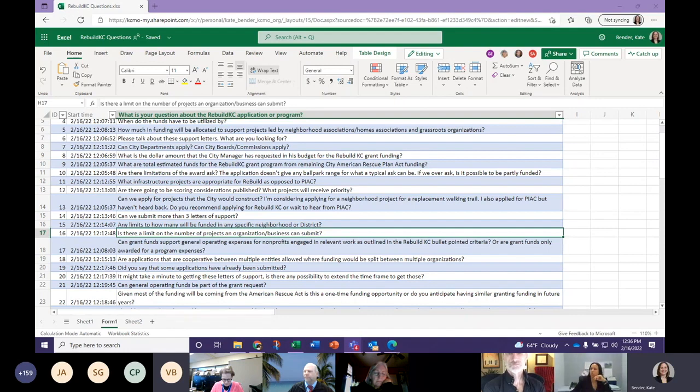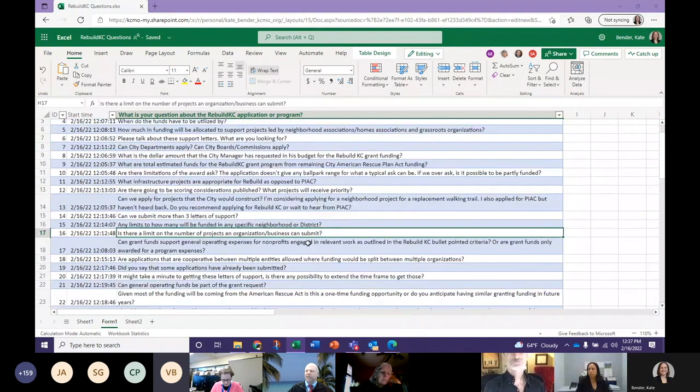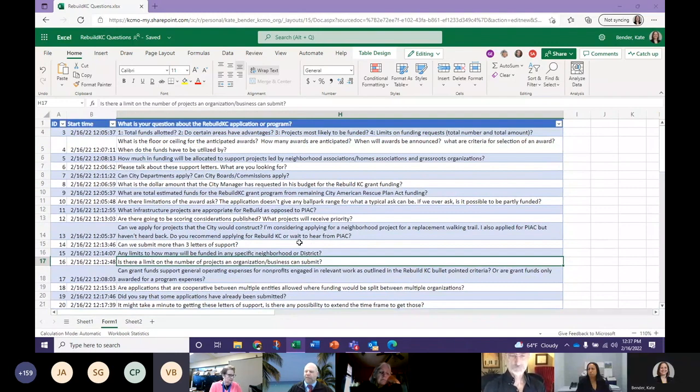A couple of people have asked, can extra time be allotted to get letters of support? My understanding is that's not a required component of the request, but it may be requested at a future point in time. You could certainly submit the application without letters of support, and if you get them after the fact, you can send them to us at that point. It's not required by the 22nd. It would be appreciated, but it's not required.